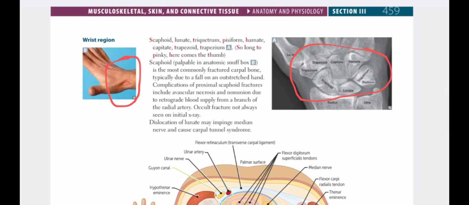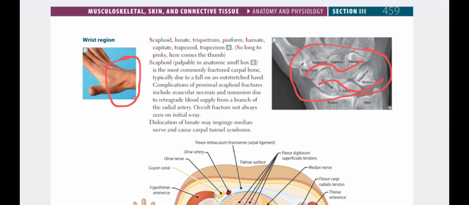So the most important thing to remember is that these carpal bones are aligned in two rows. One row is the upper row and one row is the lower row, and there are four carpal bones in each row. These carpal bones are scaphoid, lunate, triquetrum, pisiform, hamate, capitate, trapezoid, and trapezium.